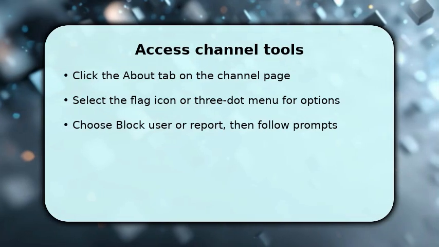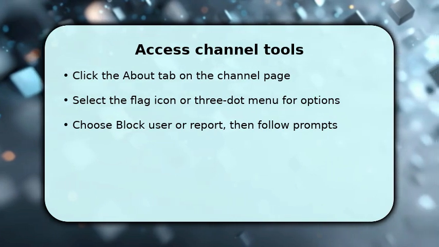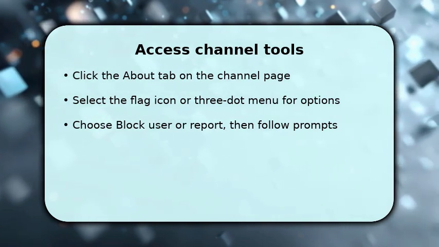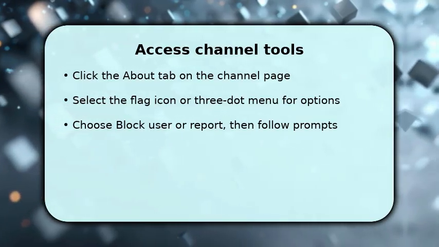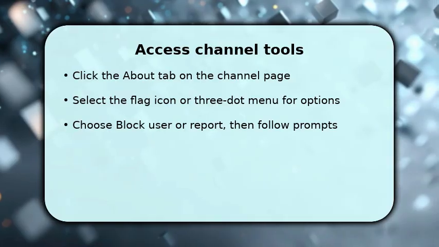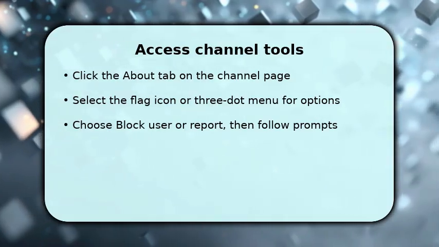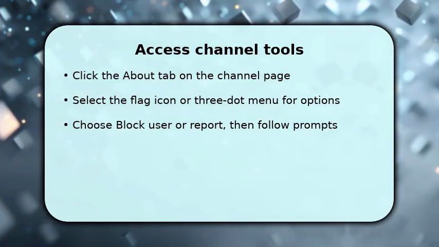Once on the channel page, go to the About tab to find Administrative Tools. This is where blocking options hide. You'll see a flag icon or a three-dot menu. Click it and you'll get choices like Report or Block. Choose Block User to prevent comments and interactions from that channel.